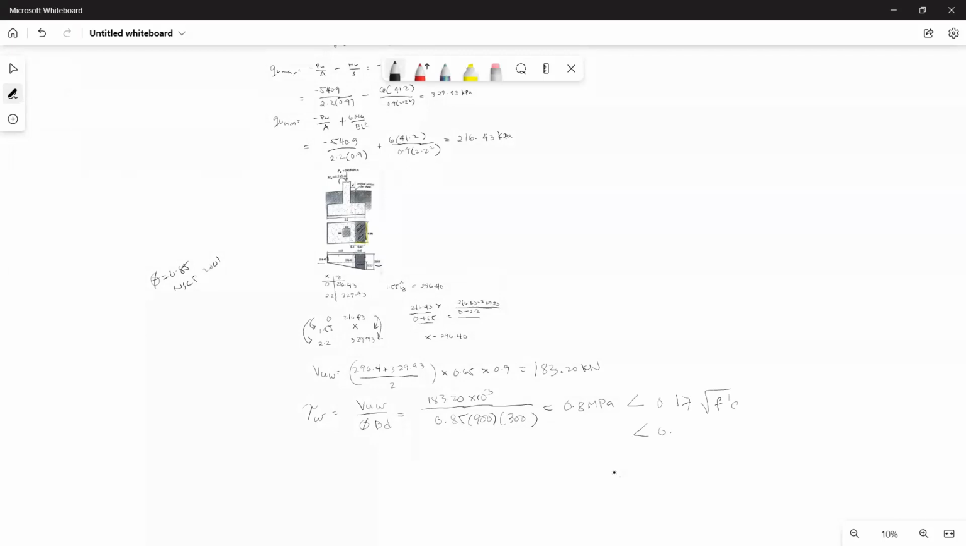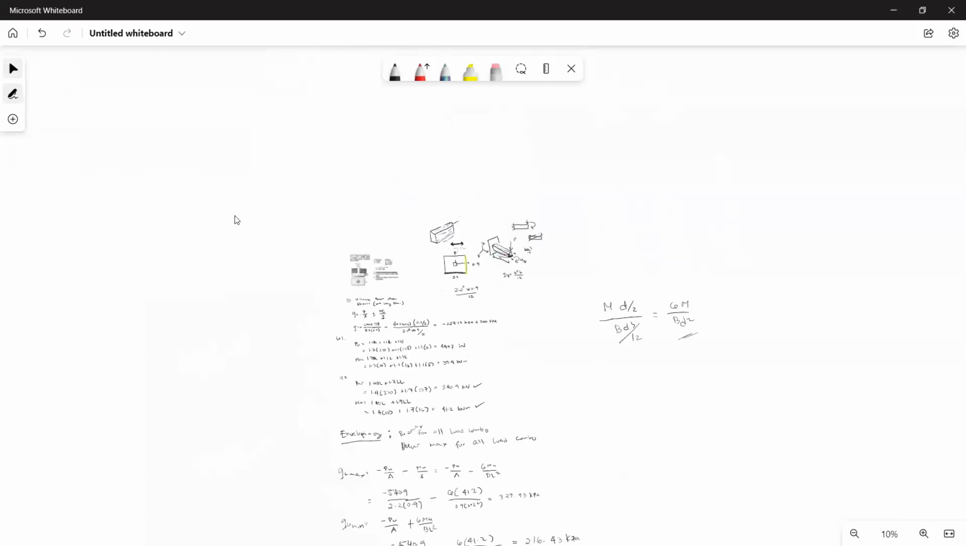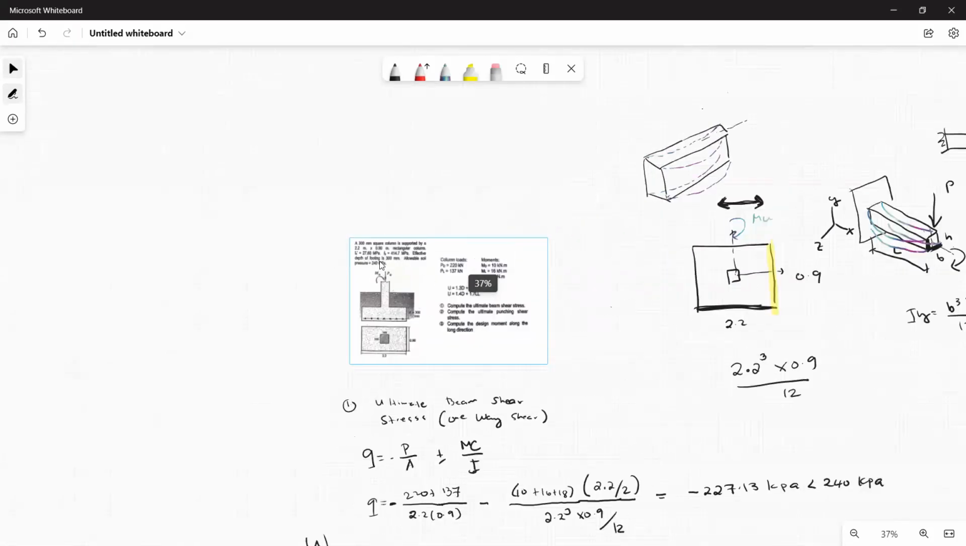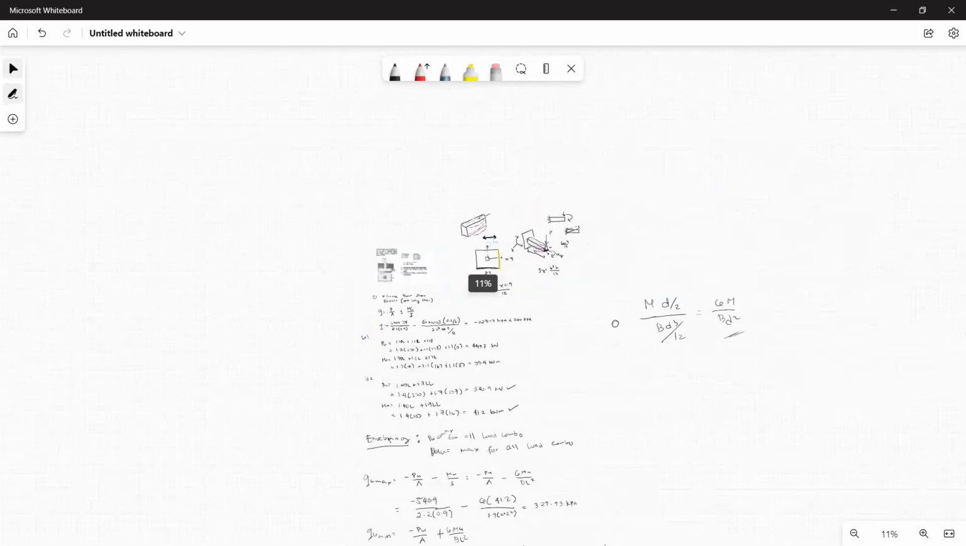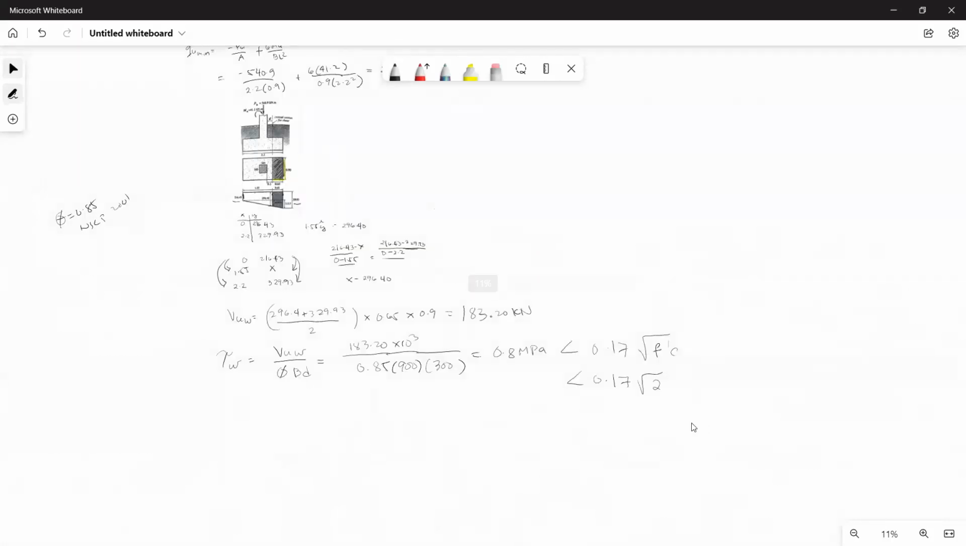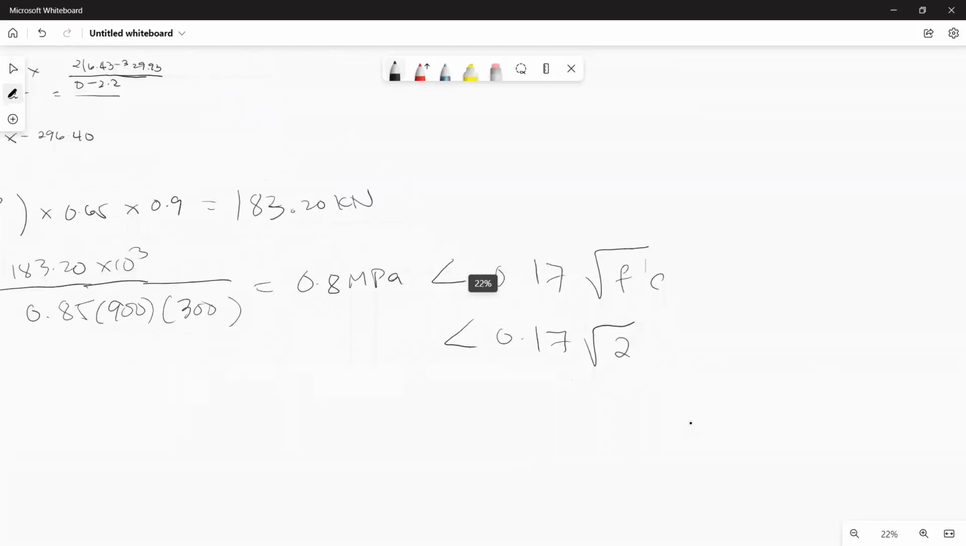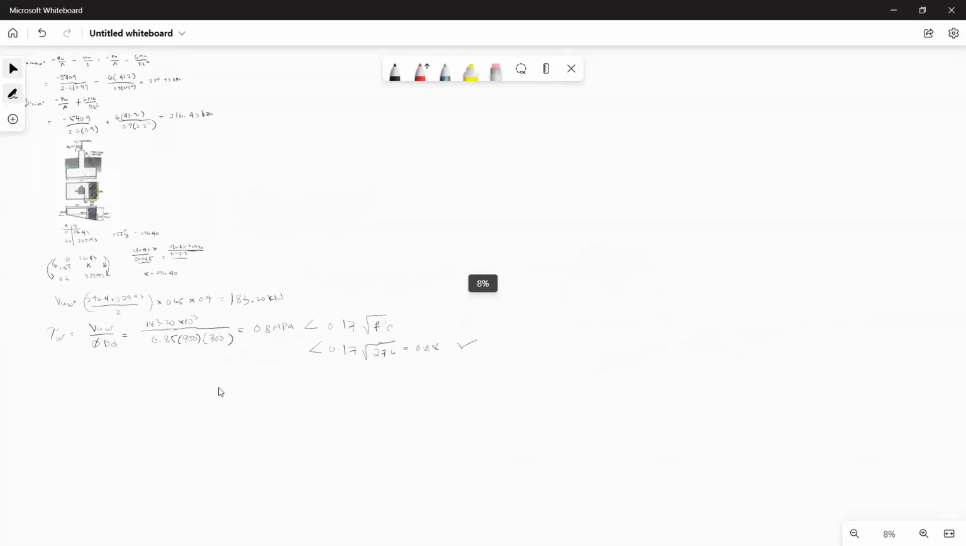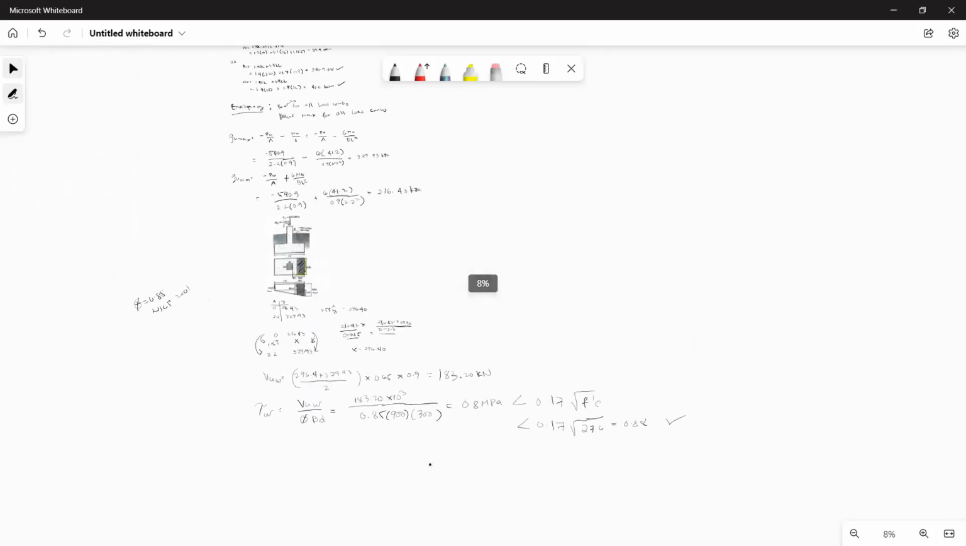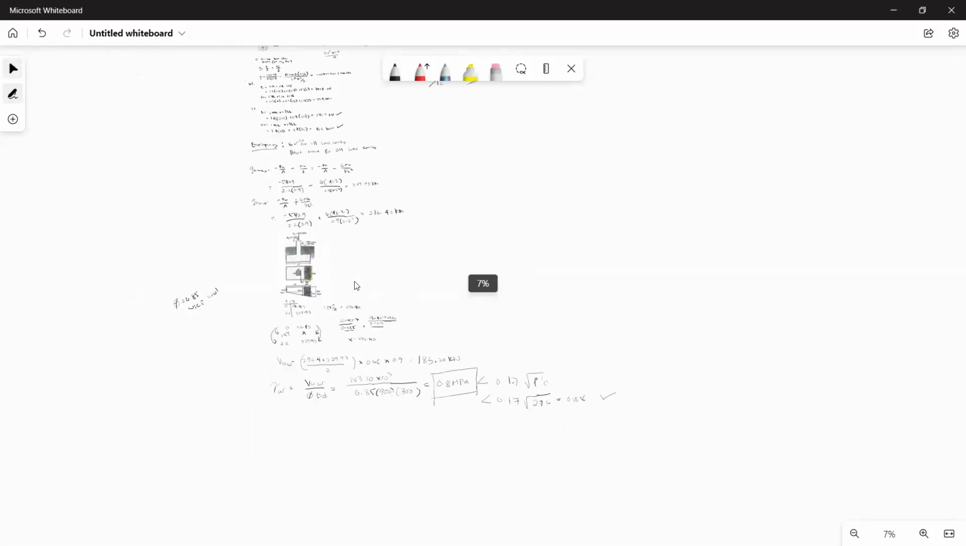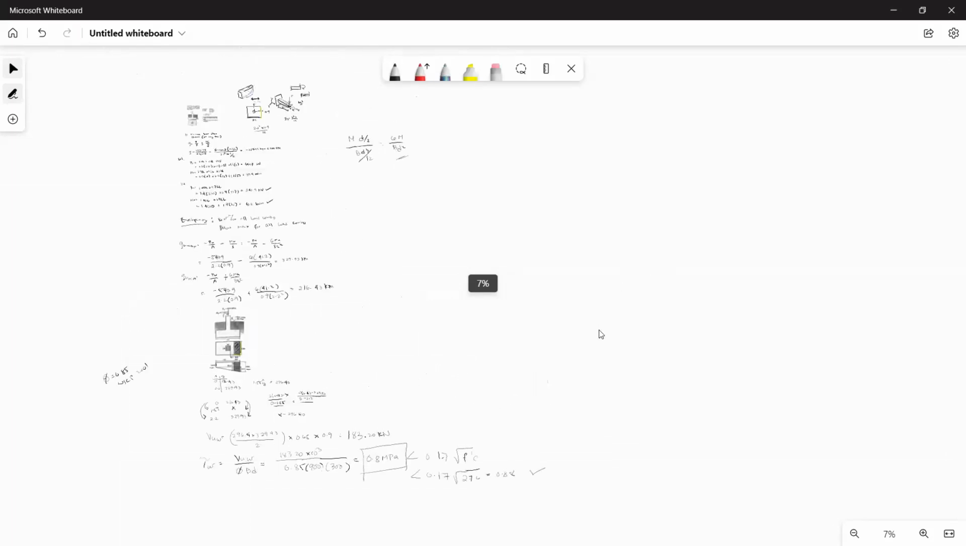Okay, ano ba yung 0.17 square root of 20? Ang square root of, ano ba f prime c natin? 27.6. So 27.6 you get, which is equals to 0.88. So therefore, okay, that is how you solve for the maximum shear stress, or the one-way shear stress. So do you have questions?